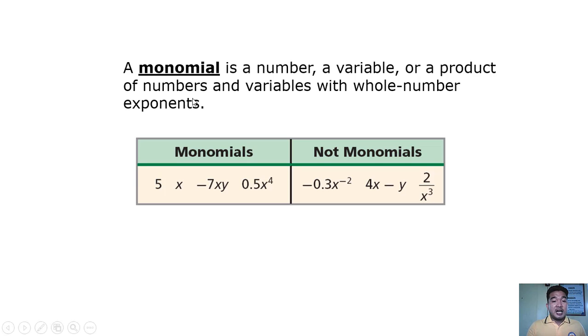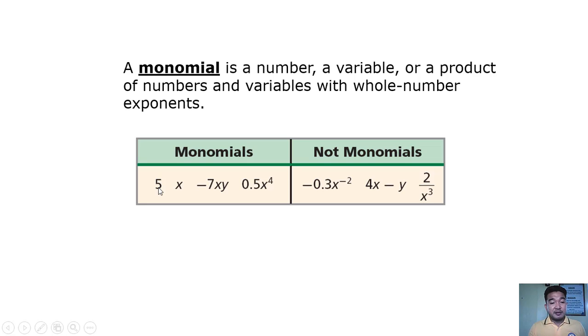A monomial. A monomial is a number, a variable, or a product of numbers and variables with whole number exponents. So, tandaan natin, ano, kapag sinabi nating monomial, ito ay number, pwede rin namang variable lang, o pwede namang product ng number at saka variable, pero dapat ang ating exponent ay whole number. So, these are the examples of a monomial.